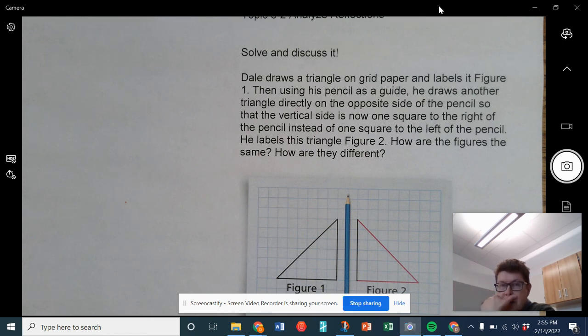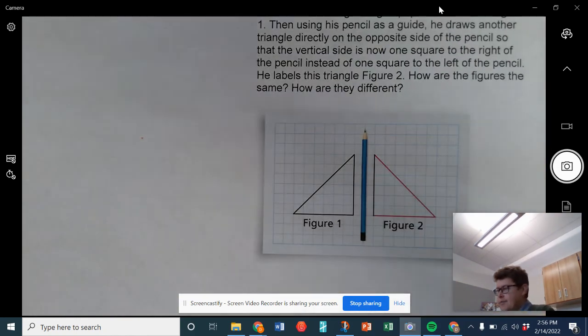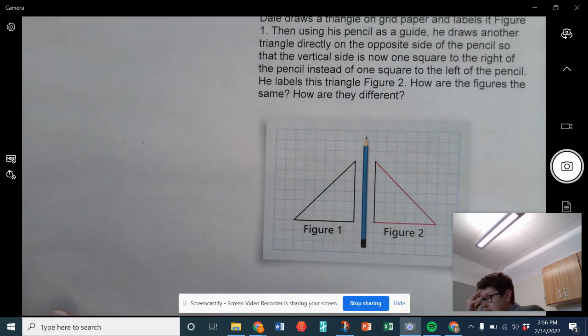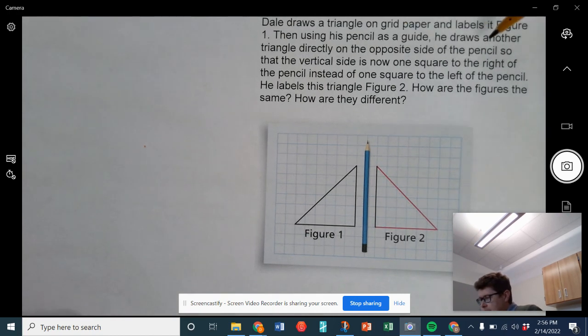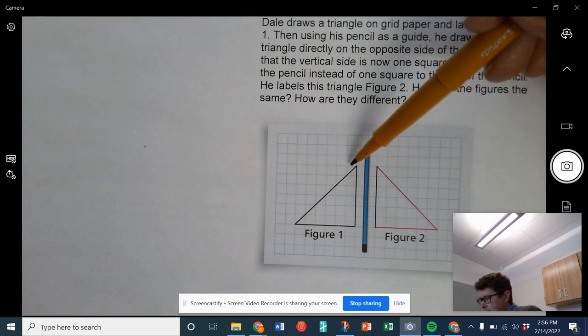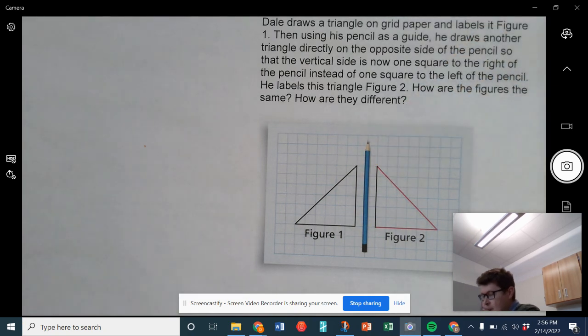So we've got this one. Dale draws a triangle on grid paper and labels it figure 1. Then, using his pencil as a guide, he draws another triangle directly on the opposite side of the pencil, so the vertical side is now 1 square to the right of the pencil instead of 1 square to the left of the pencil. He labels this triangle figure 2. How are the figures the same, and how are they different?